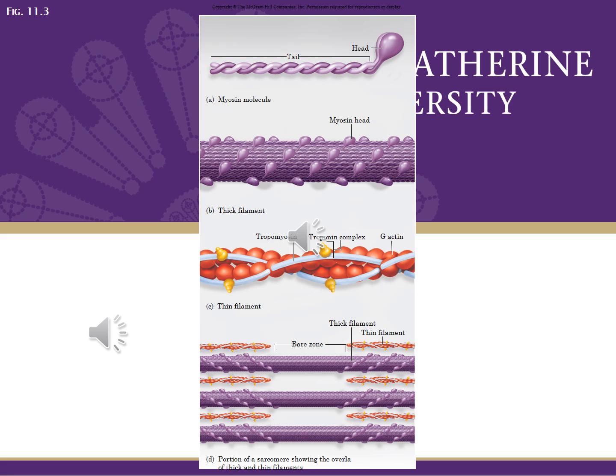Another protein related to actin is called troponin. Troponin binds to tropomyosin, but is also able to bind to calcium. Together, troponin and tropomyosin cover the binding sites on actin. When calcium is present in the sarcoplasm, calcium binds to troponin and causes tropomyosin to be pulled away from the myosin binding sites on actin.